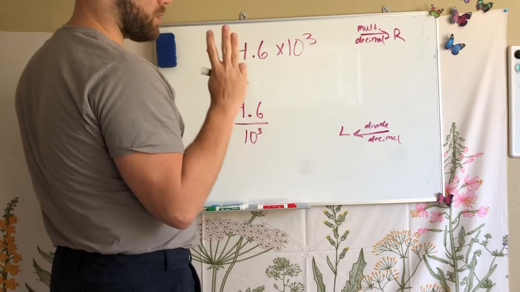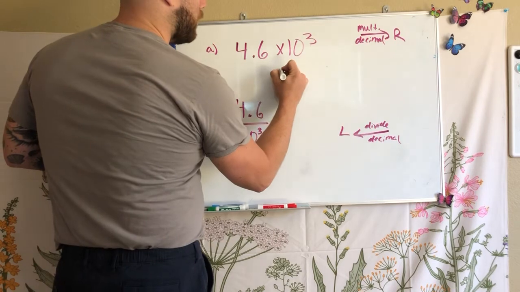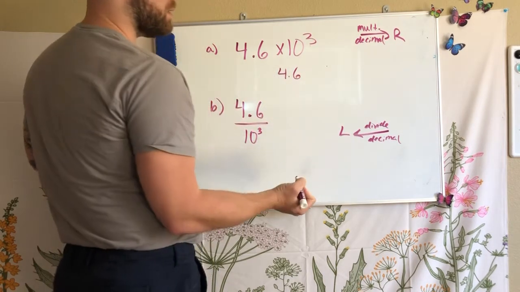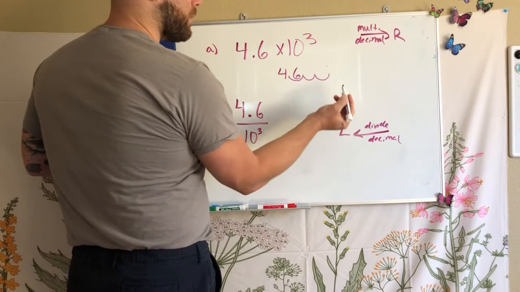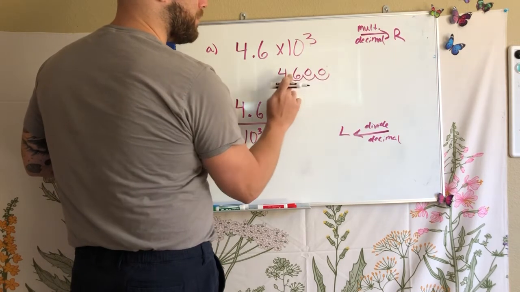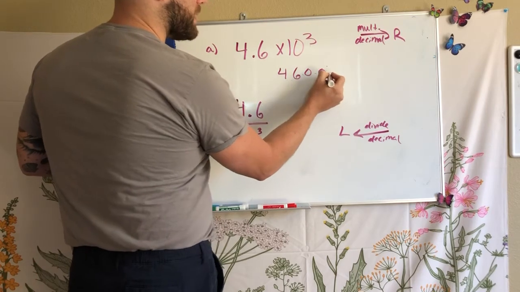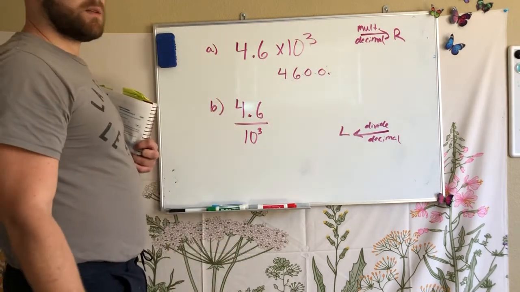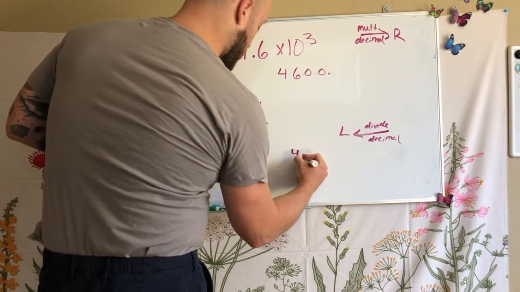So, for problem A, we're going to be moving the decimal to the right. How many places? 3. So, this is going to go from 4 6/10. You're going to go 1, 2, 3. So your new number? Because your decimal will be right there. 4,600.